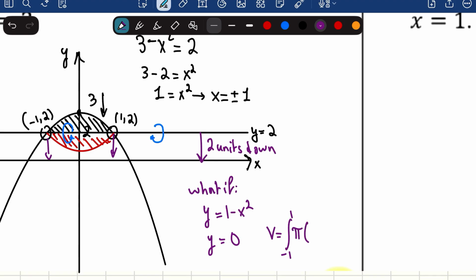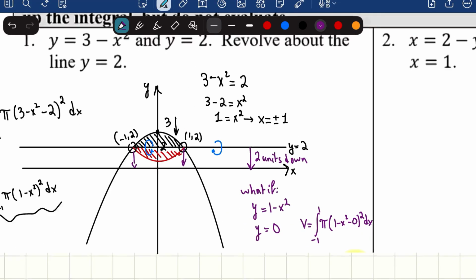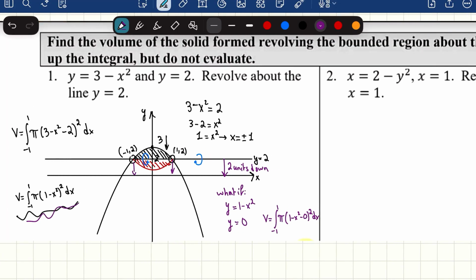Now, the first function is going to be 1 minus x squared minus 0 to the power of 2 dx, which is essentially the same. And they should be the same because you're not increasing or decreasing the volume. You're just changing the position of the function. So the volume should stay the same. Again, this question can come in any FRQ or any critical thinking question that is a follow-up question after you find the volume.